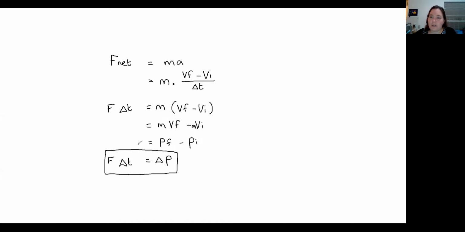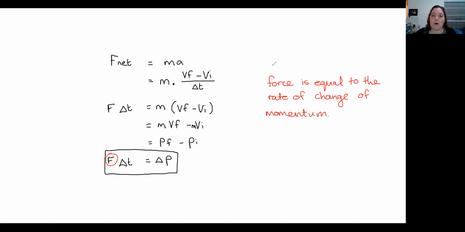And in fact, it's one of the places where we get the definition of a force from. There's another one that we also sometimes use, where we can say that the force is equal to the rate of change of momentum.